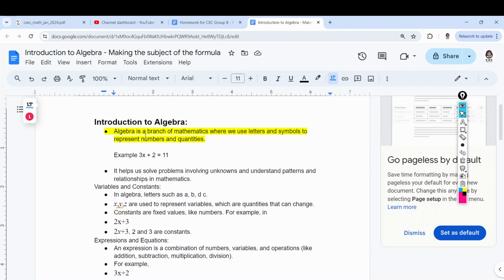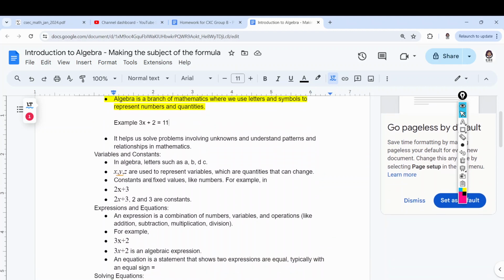And it says here, algebra is a branch of mathematics where we use letters and symbols to represent numbers and quantities. So for example, I have 3x + 2 = 11. x is the unknown; 3, 2, and 11 are constants, right? And it helps us to solve problems involving unknowns and understand patterns and relationships in mathematics.